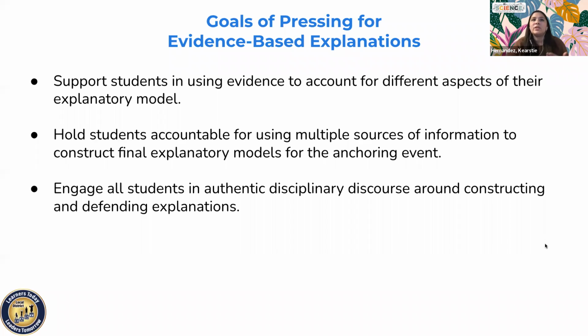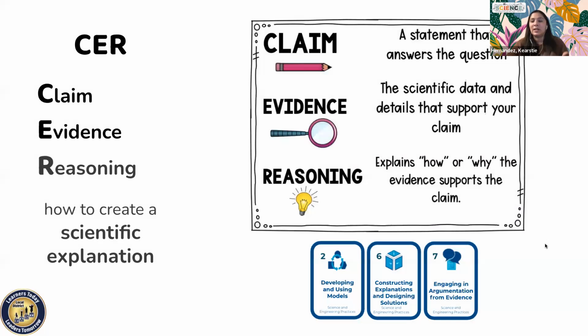So what we've done so far is really talk about creating that gotta have checklist. And once we have that gotta have checklist, we want them to construct the explanations. And one of the common ways we construct explanations is through the use of CER, or claim, evidence, reasoning. Our claim is our answer to the statement. Our evidence is our data and the details that support our claim. And the reasoning is the how or why the evidence supports the claim.